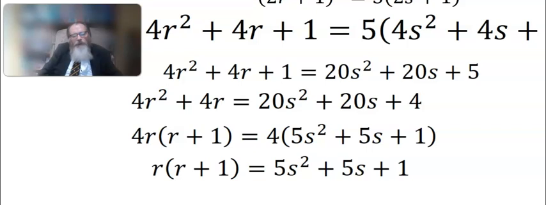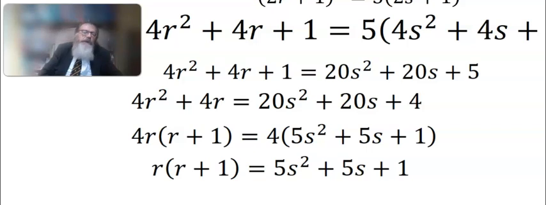I take 1 off each side, and I get 4r squared plus 4r equals 20s squared plus 20s plus 4. I factor out the 4 on each side to get 4 lots of r times (r plus 1) is 4 lots of (5s squared plus 5s plus 1). I now divide both sides by 4, and I get r times (r plus 1) is 5s squared plus 5s plus 1.